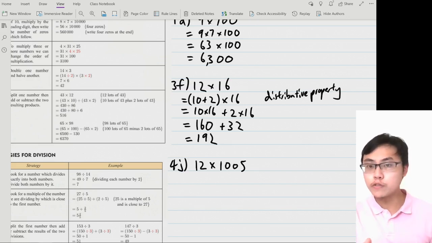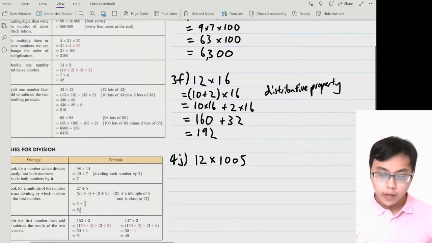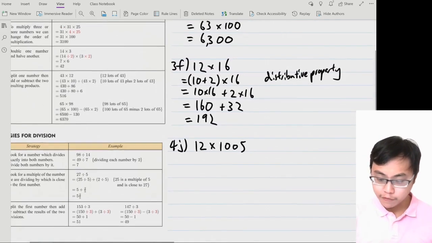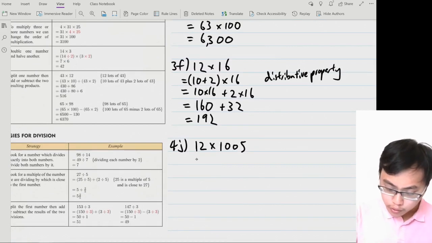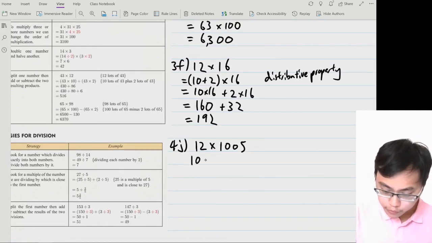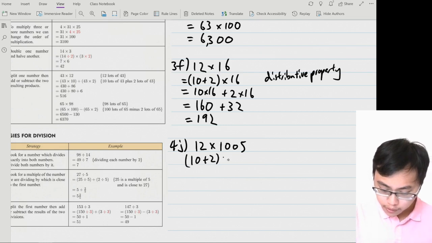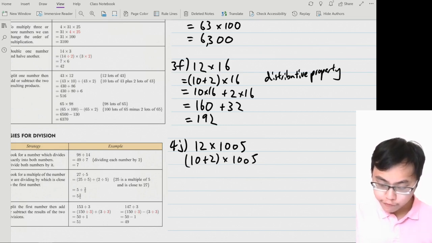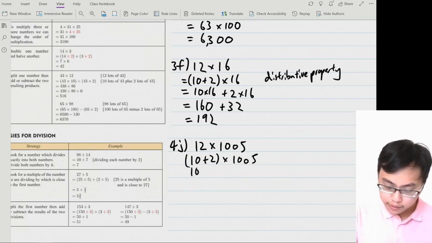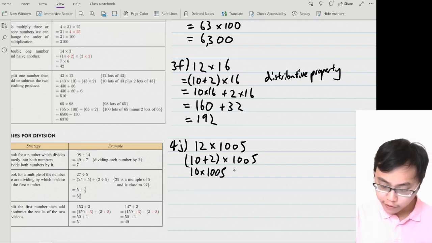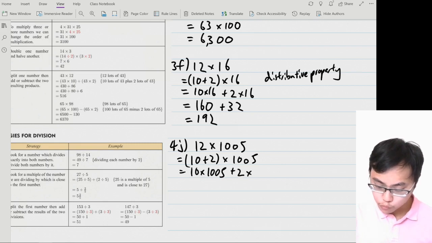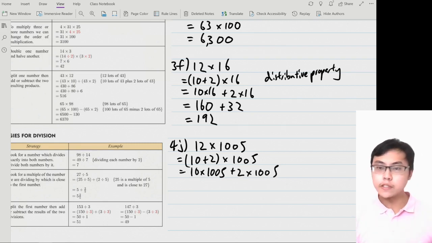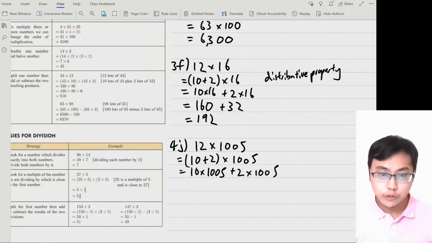If you prefer another strategy, show me which strategy you like to use. Now for this one, I'm going to use the same strategy as above. I'm going to split this into 10 plus 2 times 1005. And so this becomes 10 times 1005 plus 2 times 1005. These are both very easy calculations I can do in my head.